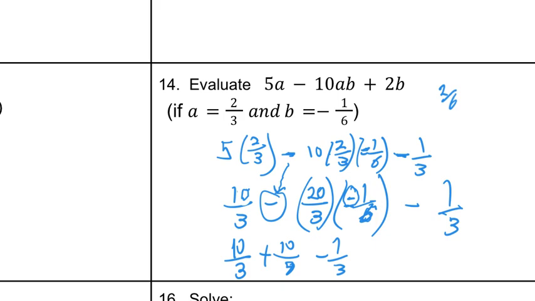So 30/9 plus 10/9 minus 3/9, if you put it all in ninths, right? Multiply by 3 on that last one. So it's all the same. We can add it together. So we got 40 minus 3, 37/9.